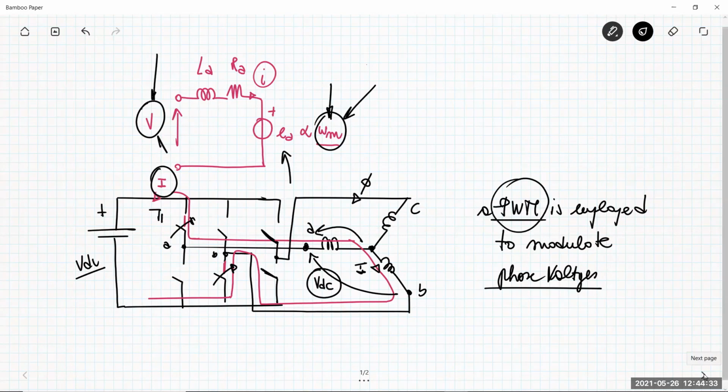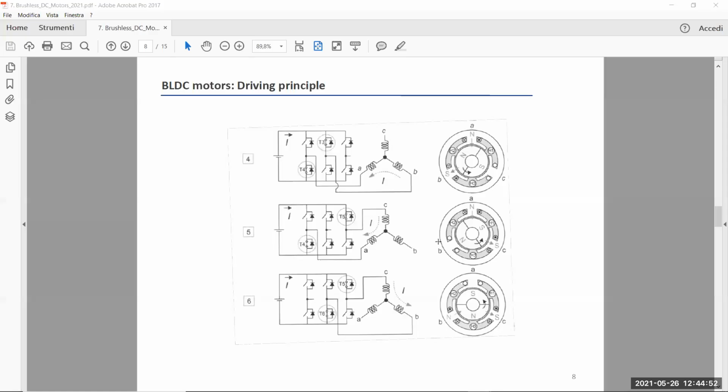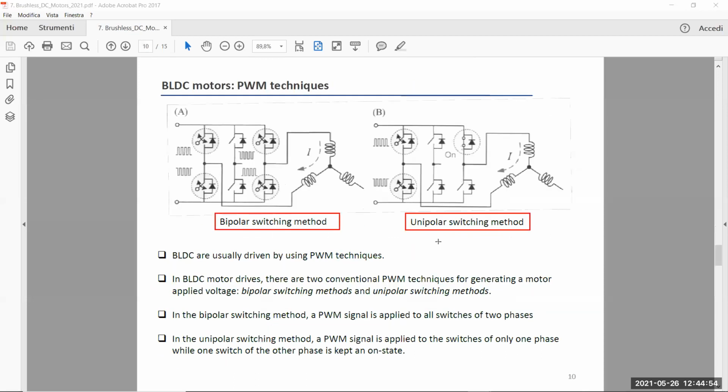Let me discuss in which way you can use this pulse width modulator, because in BLDC motors there are typically two different ways in which you can apply pulse width modulation. And in order to do that, I want to use the slides. Okay, so let me share the slides, because the drawings there are much better than mine.